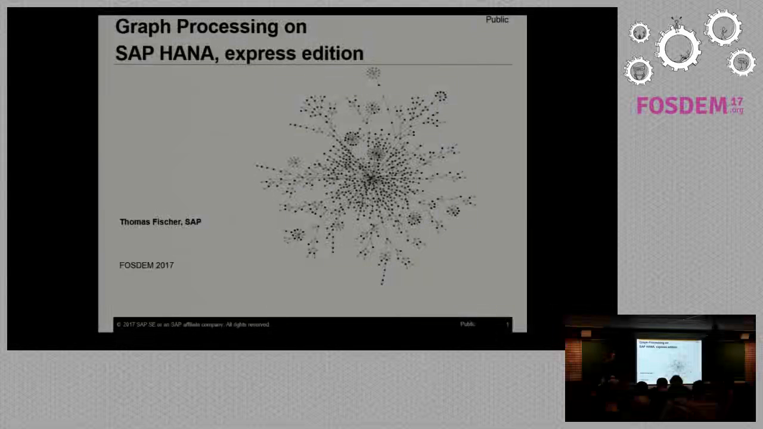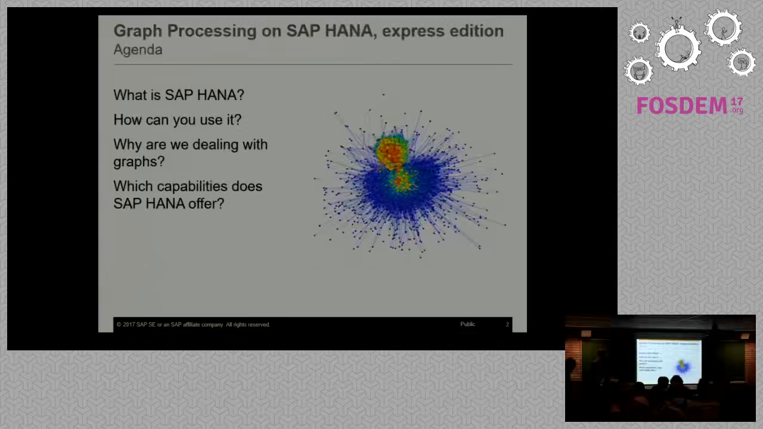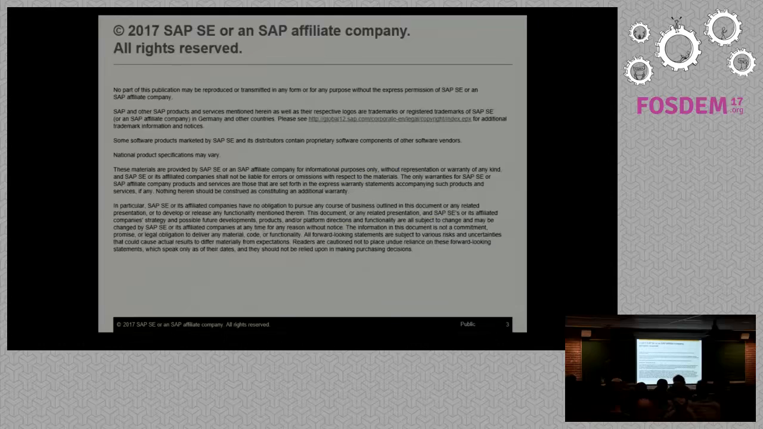In this talk I basically want to answer the four following questions. I want to give a short introduction in what is SAP HANA. Then I want to explain how you can use it. The next question is why are we dealing with graph at all, and which features do we offer. And at this point I have to say that I will demonstrate a version of our labs which includes features that are not in SAP products, and we reserve the right to not offer these features in future products.